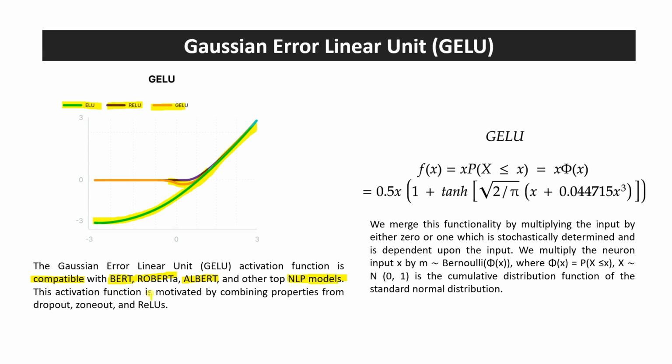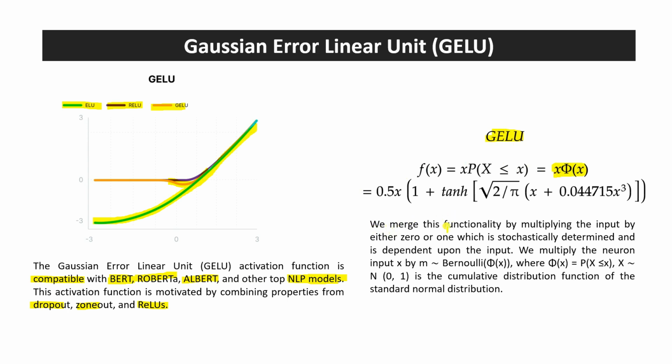The activation function is motivated by combining the properties from dropout, zoneout, and the ReLU. If you don't know dropout and zoneout, you can go on Google and search for that. Dropout is nothing but deactivating some of the neurons during the training part. You can deactivate some of the neurons. So this is the equation for the GELU. It's quite complex. You can see here it has the Bernoulli equation as well. It's nothing but used in the problem of binary classification as well.